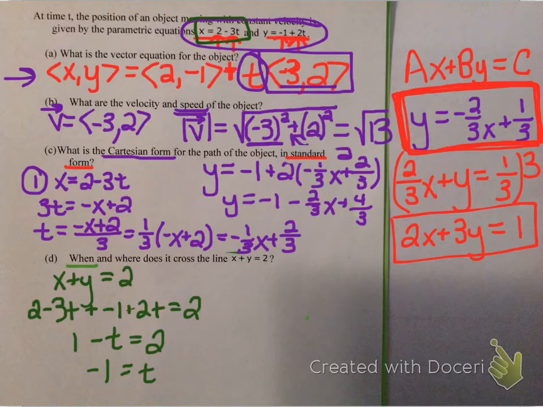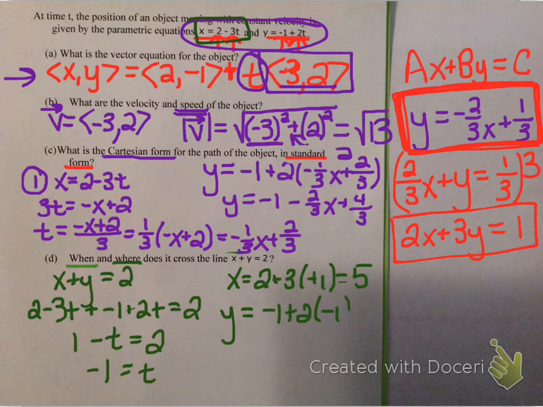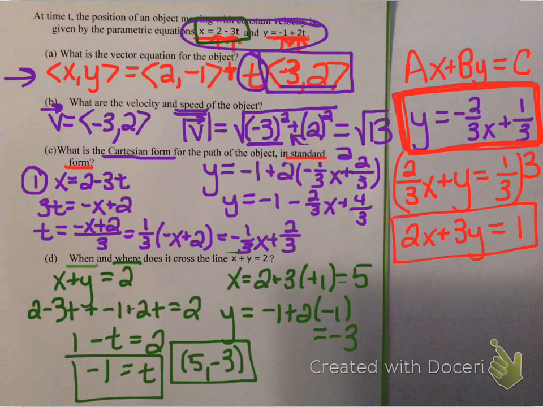And then the final part of that problem would be the where. And once you know the when, you can just take the parametric equations and plug in that time. And so this becomes a plus. And so you end up with 5. And then y equals -1 plus 2, and then we plug in that -1 as well, and we end up with -3. So this is when that person crossed the line, and this is where the person crossed that line.